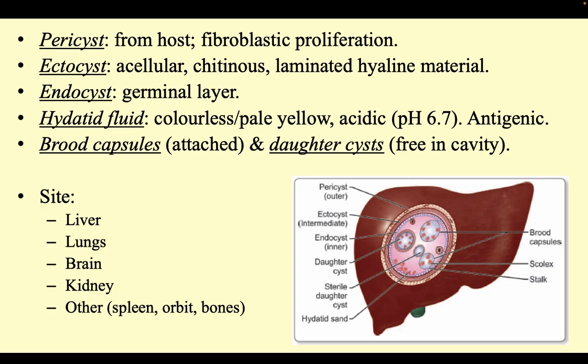Ectocyst is the outer chitinous acellular laminated hyaline layer, whereas endocyst is a very thin germinal layer from which brood capsules will arise. And if these brood capsules get detached and are lying freely in the main cyst, then these are known as daughter cysts. This hydatid cyst is filled with colorless or pale yellow, highly antigenic fluid known as hydatid fluid.